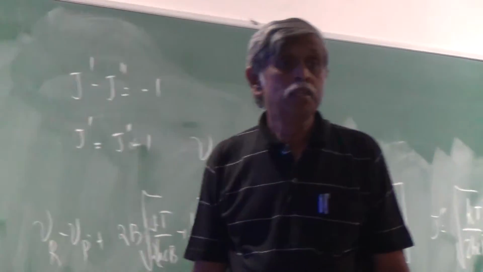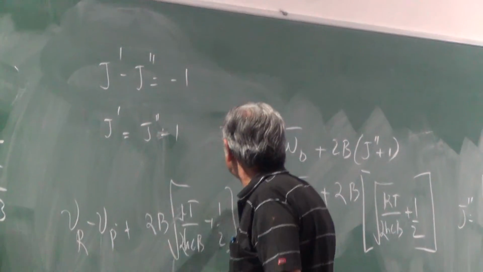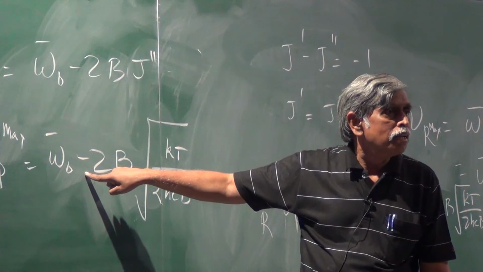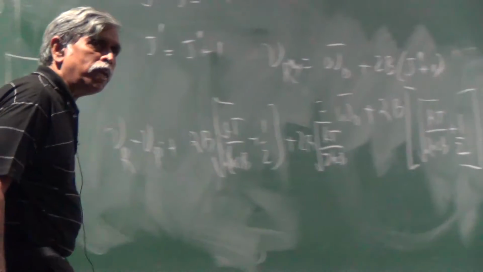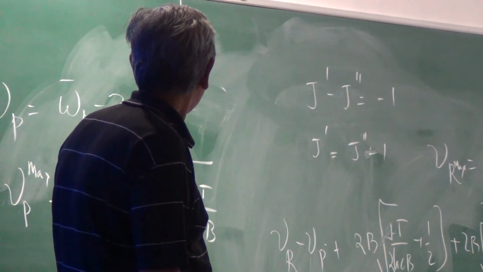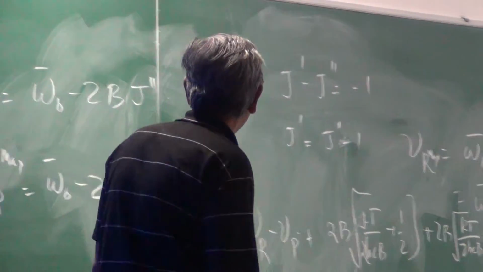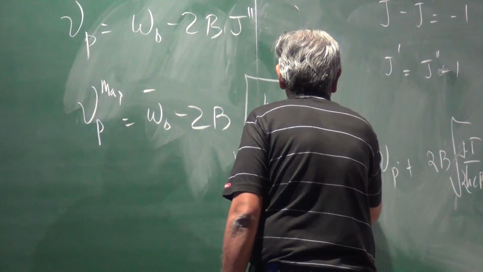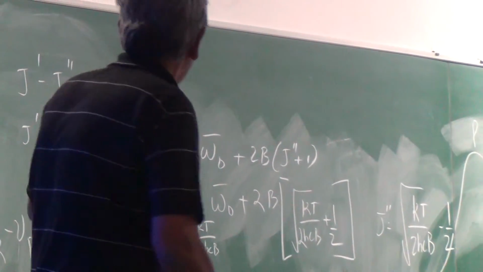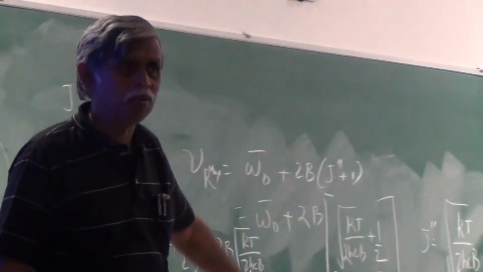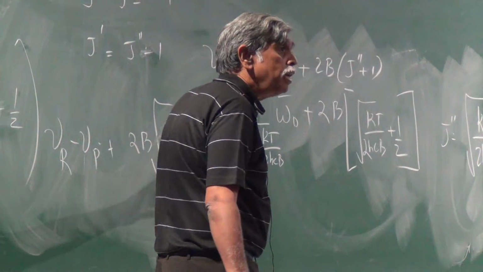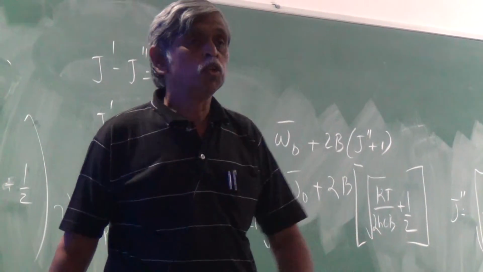Simplify this. Yes? It's this minus this. This will become plus again. This new R minus new P, right? In terms of kT and hcB, delta nu. Delta nu I can measure. I know the temperature. So what do I get from this equation now?